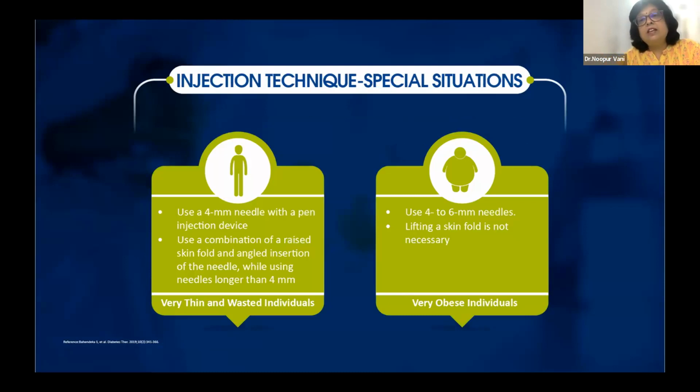Now, this is again very important in special situations. If the patient is very thin built and a wasted individual, a 4 millimeter needle with a pen device should be used, along with a combination of raised skin fold and angled insertion so that the needle goes to the correct site. If the patient is obese, a slightly longer needle, 4 to 6 millimeters, can be used, and lifting the skin fold is not very necessary here.